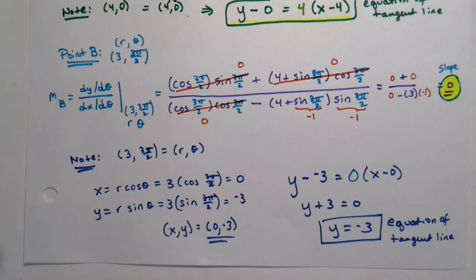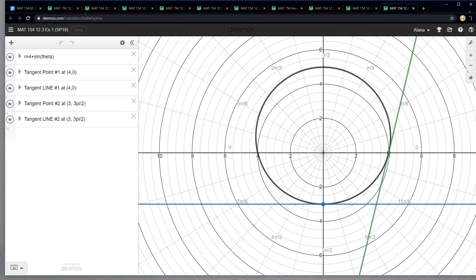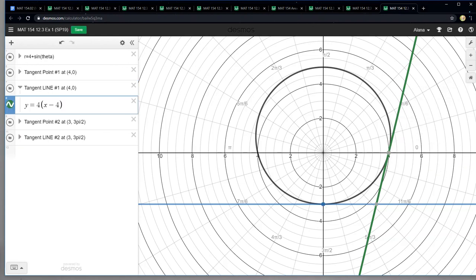And you'll notice that Desmos backs us up because we have the 2, and of course we know that that is a y equals 3 line. That's horizontal, and it goes right through 0, -3, so that's y equals -3. And then this line right here, there's the tangent point, and the tangent line comes through at 4, 0. There it is. Y equals 4 times x minus 4, just like I said.